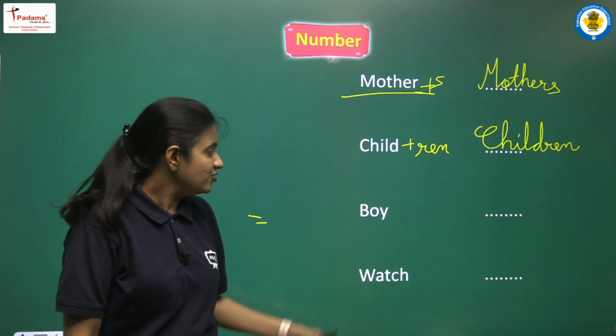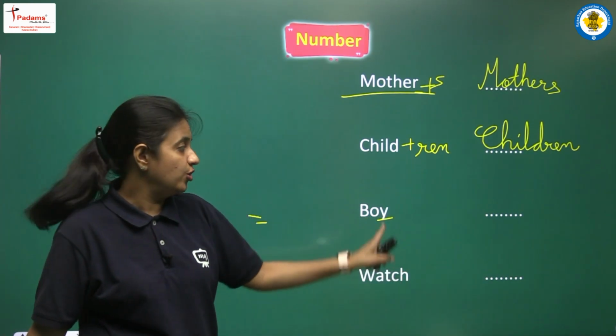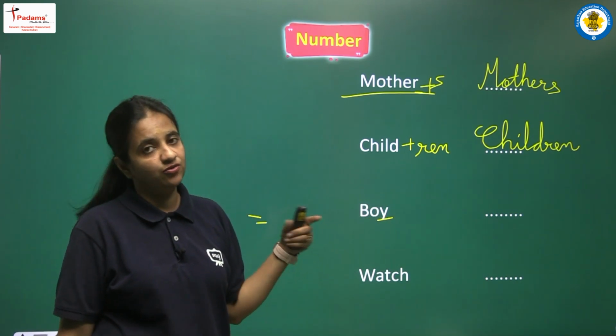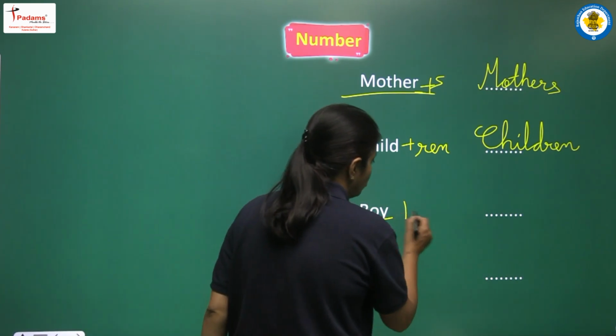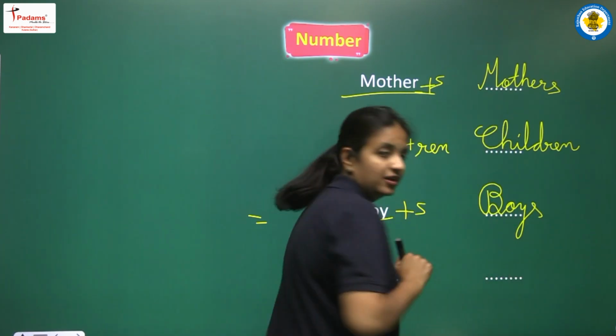Okay. Next we are having boy. So yes, we are having Y and before Y we are having O, that is one of the vowels. So here we have to add S and it will be boys. Alright.